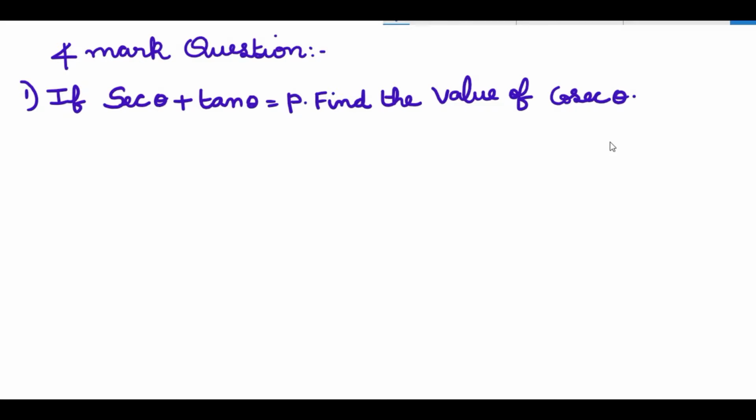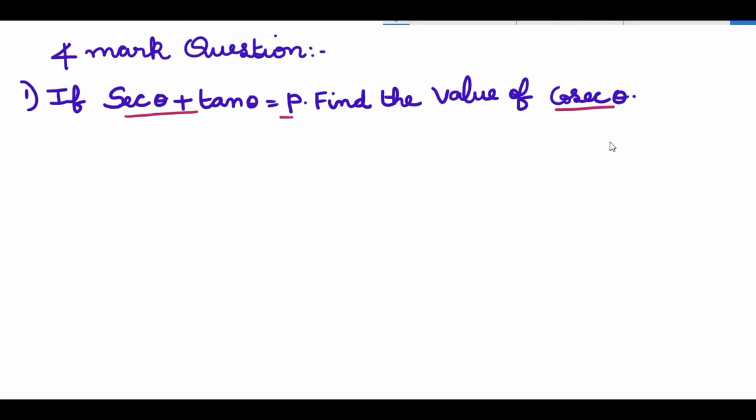We will see some of the 4-mark questions from the sample paper 2019. So the first question is, if sec theta plus tan theta equal to P, find the value of cosec theta. This question is from trigonometry. We have to find the value of cosec theta.